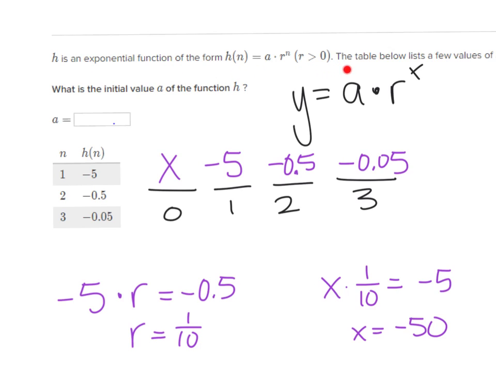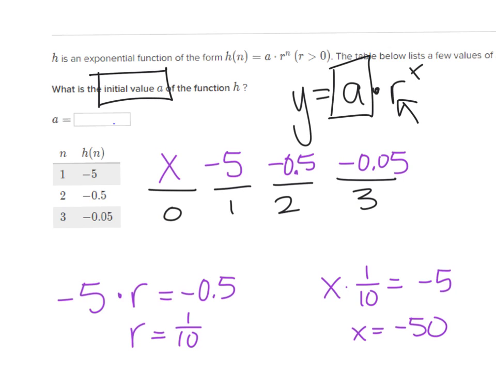H is an exponential function of the form blah, blah, blah. What is the initial value? Okay, so here we're looking for the coefficient, not the base, but we're going to do this similarly. So what did I do? I wrote out this. And notice how I left the space for 0. This is actually what we're looking for. The initial value, when x is 0, this is going to be 1, and so the value of the function is a. So this coefficient, we can call the initial value, meaning at the beginning, meaning when x is equal to 0. So that's what we're looking for.